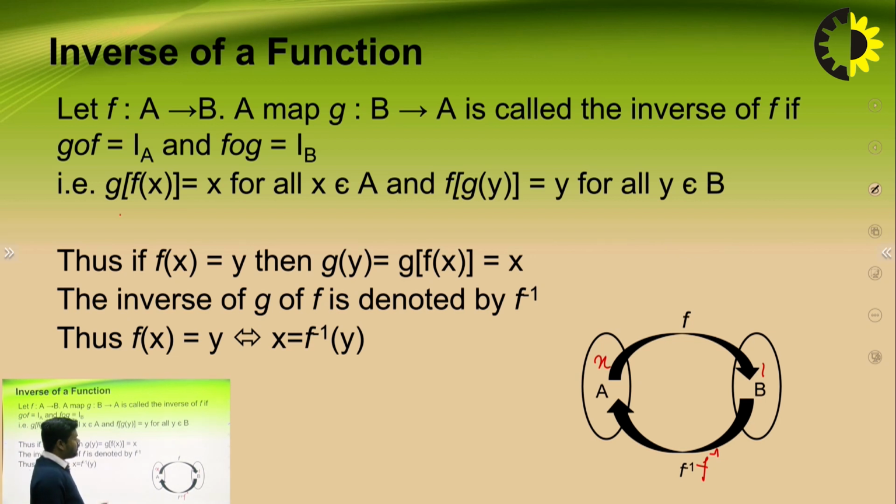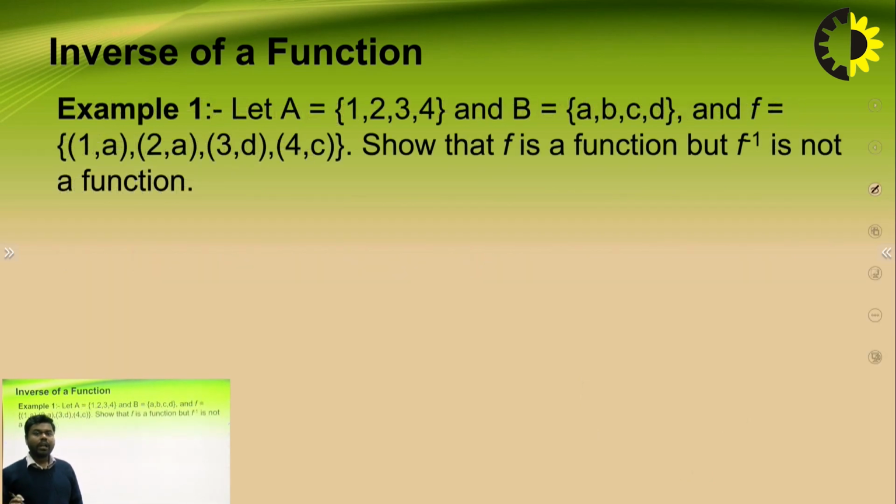In the easy method, I am telling that x is related to 1, and 1 is also related to x by f inverse. We can say that this is the inverse of a function. Now for the inverse of a function, we have an example of how to solve it. Now we are going to see it. Let set A equal 1, 2, 3, 4 and set B equal a, b, c, d, and a function is given there. So that function f is a function, but f inverse is not a function. This is an important example of the inverse of a function.